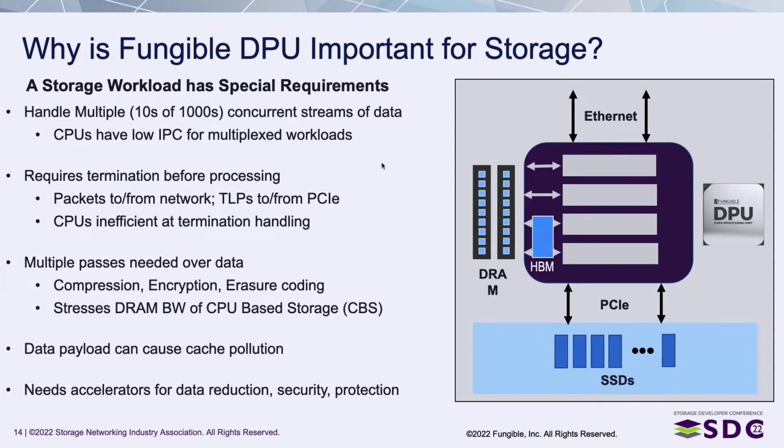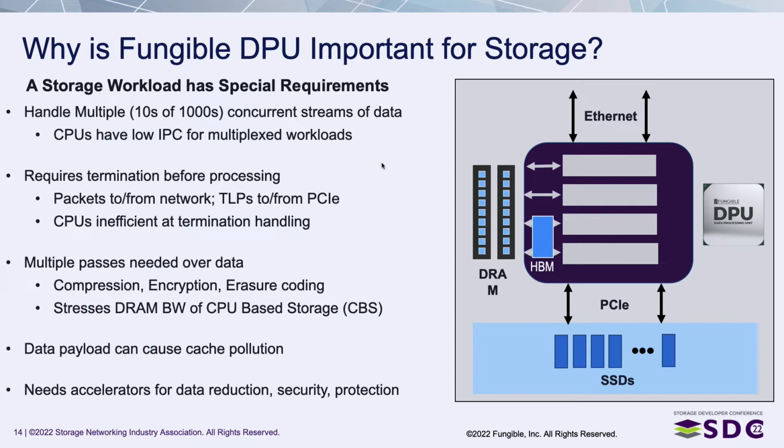why we like using the fungible DPU. If you think about a storage workload, it has some very special requirements. You're handling tens of thousands of concurrent streams of data, and general purpose CPUs typically have low IPC when you have these multiplexed kinds of workloads. DPUs are also very good at terminating stuff, whether it's PCIe TLP termination or network termination.